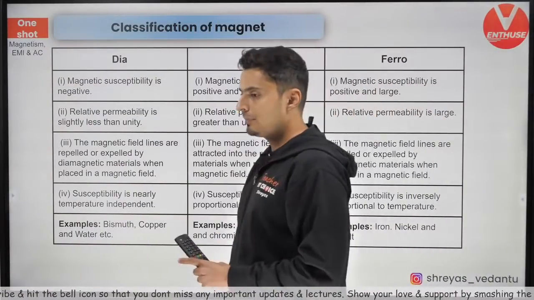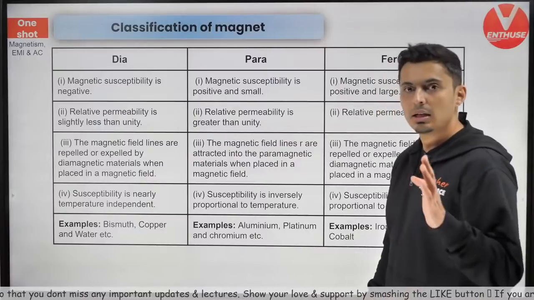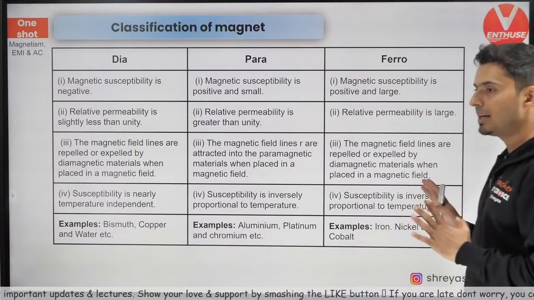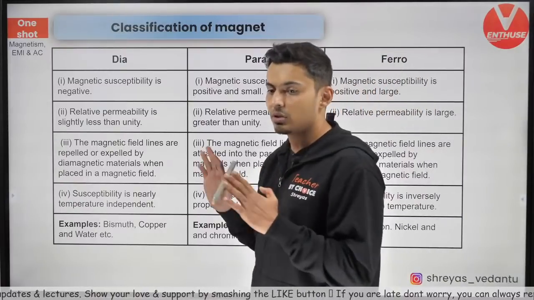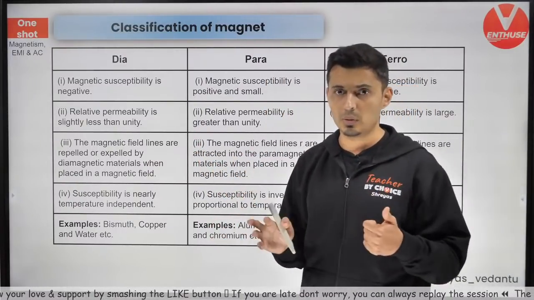I'm giving you a table of dia, para and ferro, and what you should do is remember all the properties. I'm attaching this in the PDF, and the PDF is there in the Telegram channel, so you have to download it.